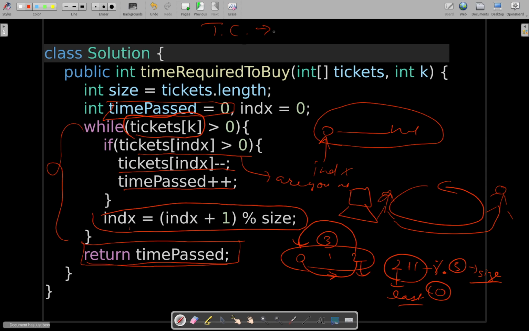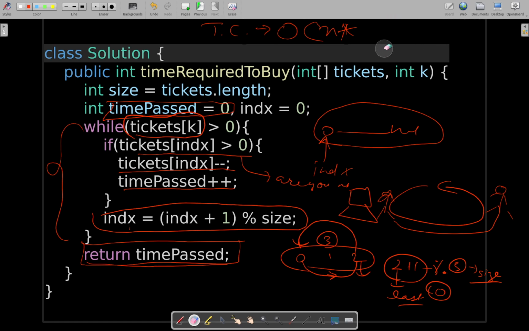And time complexity wise, theoretically we can say that it will be somewhere around, if you take a loose upper bound, let's say there are n people, and n into the maximum number of tickets, or I would say it can be equal to k.